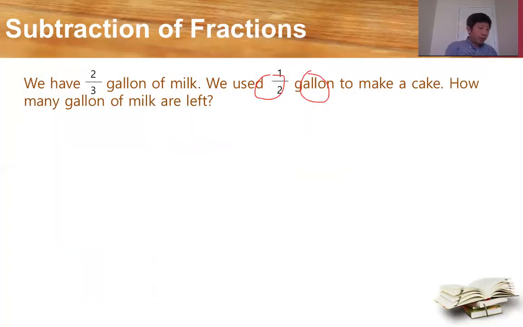Now what about when the denominator is not the same? What should we do? Here's an example. We have 2/3 gallon of milk. We used 1/2 gallon to make a cake. And how many gallons of milk are left? So we want to solve this problem: 2/3 minus 1/2 is equal to how many?